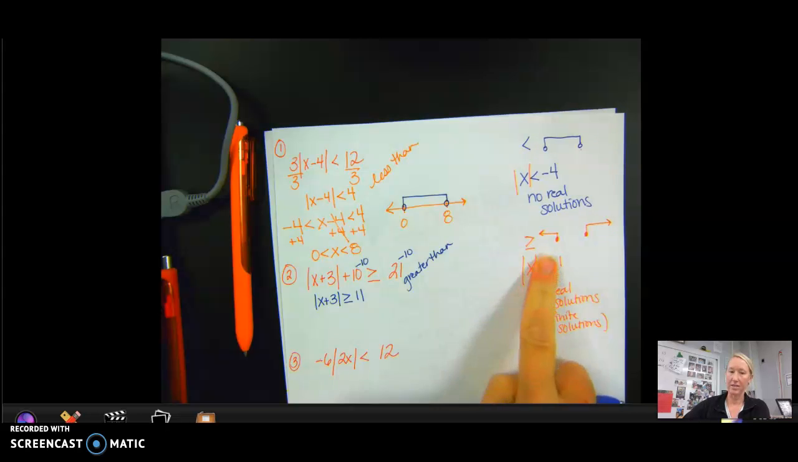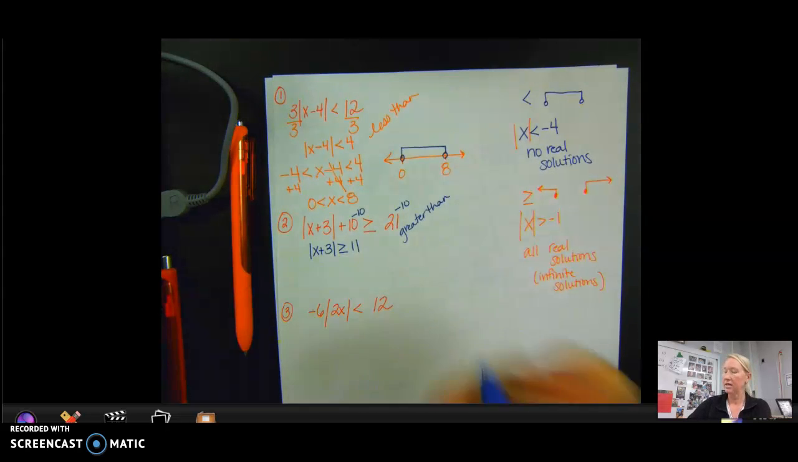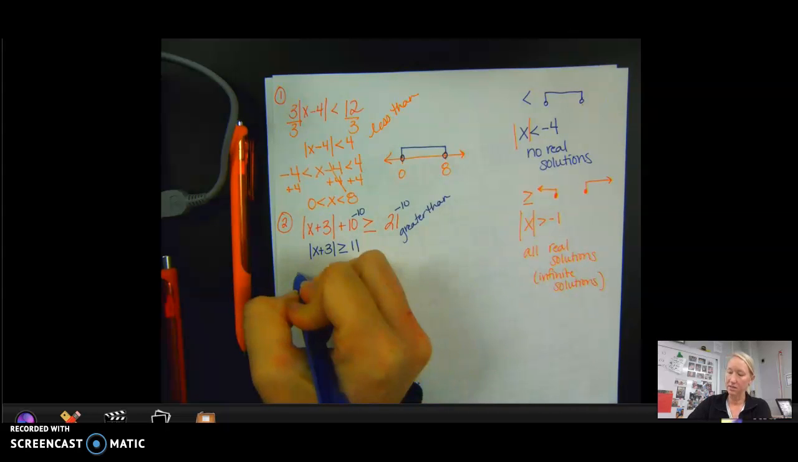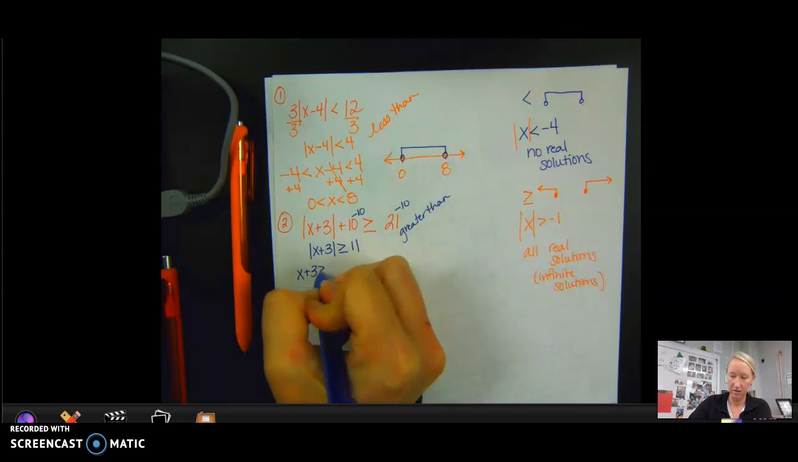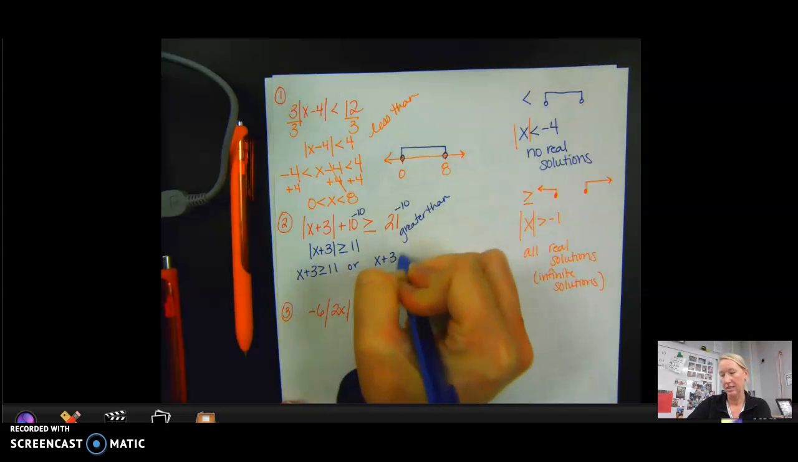So greater than goes out. This one would also be closed circles because of the equal sign underneath. To write this one, we do the 2 ways. So x plus 3 is greater than or equal to 11, or x plus 3 is less than or equal to negative 11.